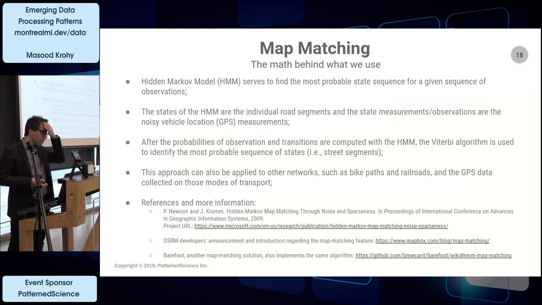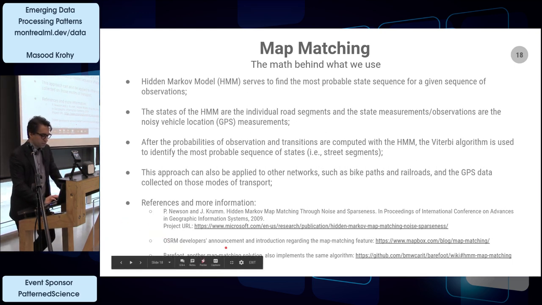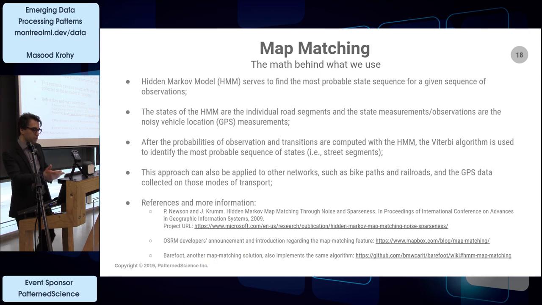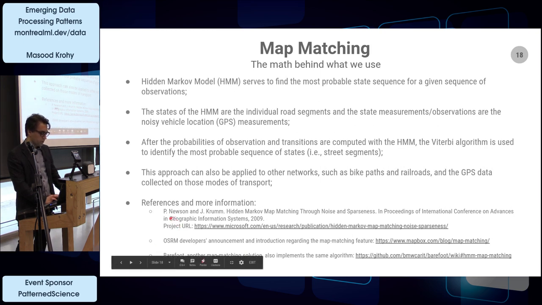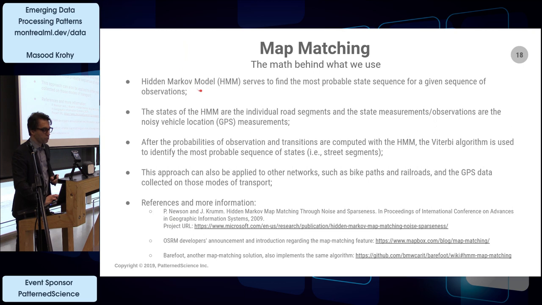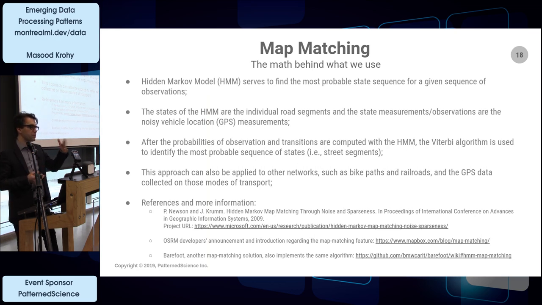Just to give you an idea about the math behind map matching and how it's done, we are using OSRM, the Open Source Routing Machine, which has an implementation of this algorithm. There's another solution called Barefoot, the last line here, which also implements the same algorithm. I'll share these slides so you can take your time and read them and get those links. The algorithm is by Newson and colleagues, based on a hidden Markov model. It serves to find the most probable state sequence for a given sequence of observations. Think of the states as street or road segments, and the observations as the noisy GPS readings that we have.